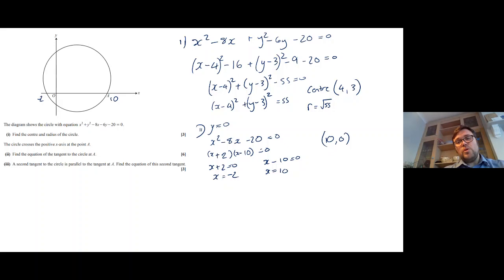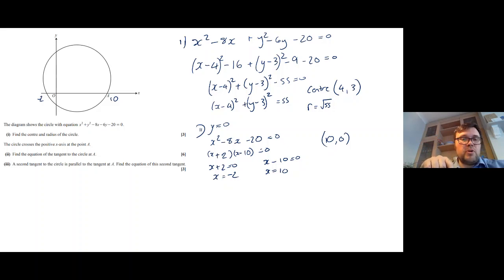In doing so, you would work out from the center, which is 4, 3, the gradient of it. Once you've worked out the gradient, you would then flip it, because the radius and the tangent meet at 90-degree angles, so m1 times m2 equals minus 1. And then it's the same as before. I will fill in the rest of this question.